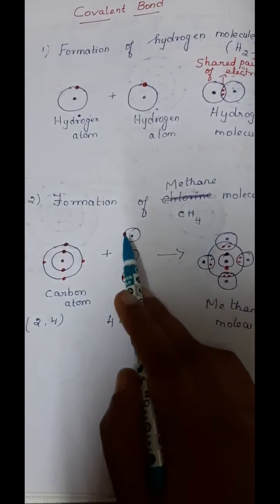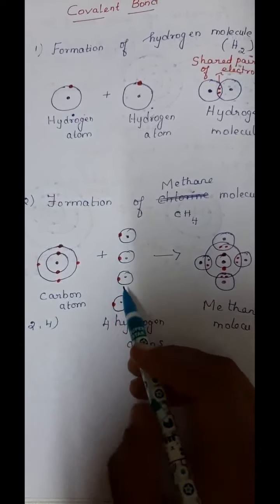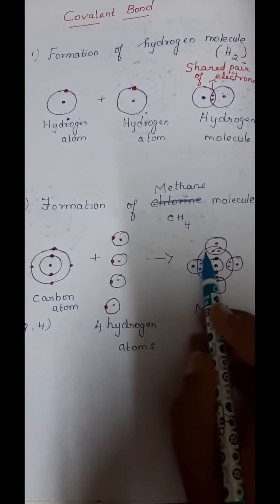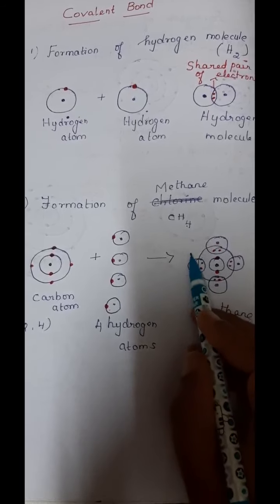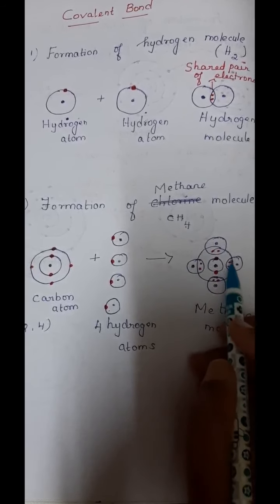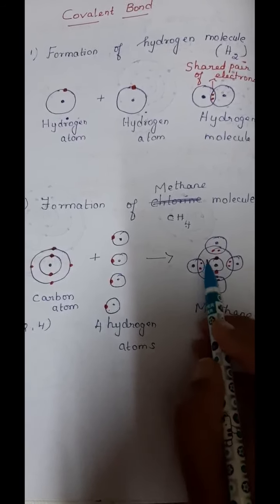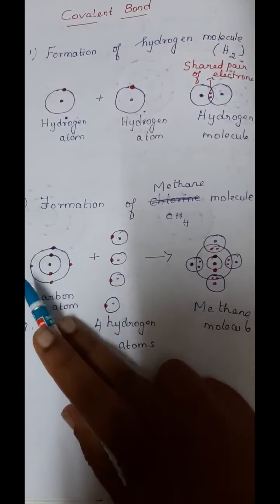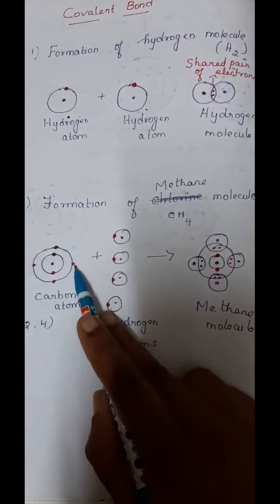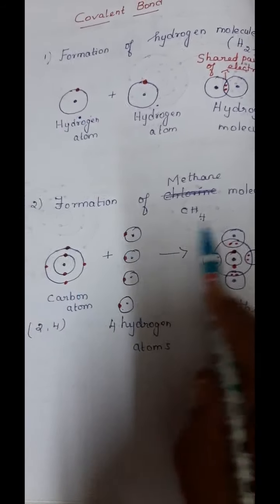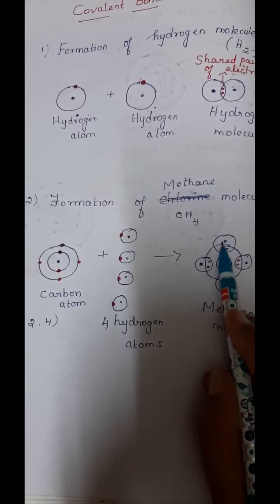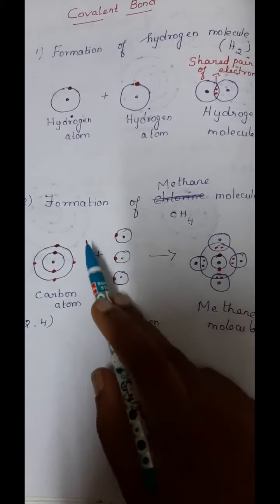Next, 4 hydrogen atoms. So 1 hydrogen, 2 hydrogen, 3 hydrogen and 4 hydrogen atom. And how is it shared? Look at this one. This is the carbon atom and this shell. One hydrogen will be shared at the top, one at the side, one at this side, and one at this side. So look at the diagram.